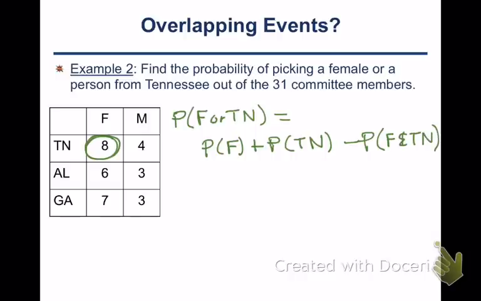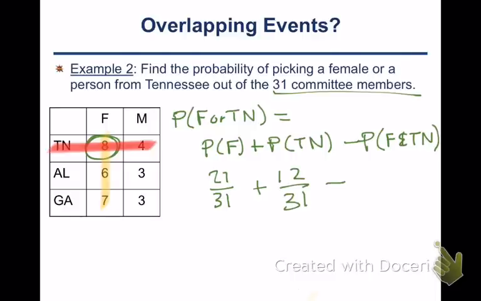Again, the probability that you choose a female: females, we have a total of all of these right here. That would be 21 out of the total of 31. People who are from Tennessee would be, let's see, these guys right here, 8 and 4, so there would be 12 out of 31. And then we're going to subtract where they're both female and from Tennessee, that intersection, which would be back where we had it circled earlier on the number 8. So there are 8 people who are both female and from Tennessee.